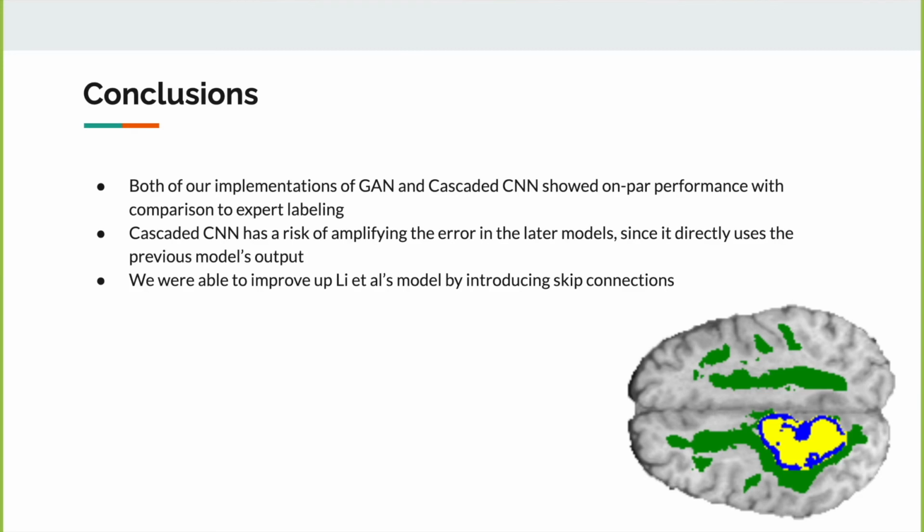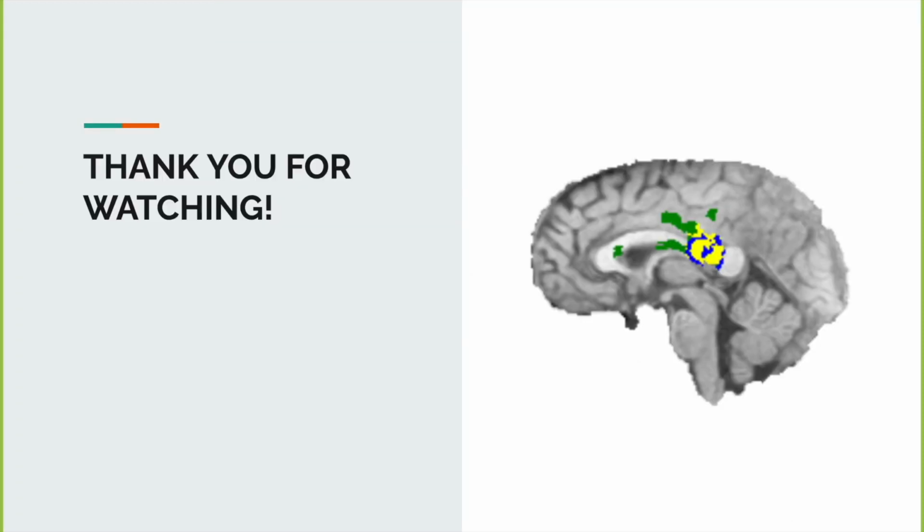To sum up our project, we have successfully implemented both GAN and cascaded CNN to show performances matching human expert labeling. We also noticed that, in comparison to one-shot models, the cascaded CNN architecture may have a risk of amplifying the error in later networks and would require much higher performances on previous networks to show promising results all the way through. In the GAN also, adding skip connections got better performances than the baseline Li model.